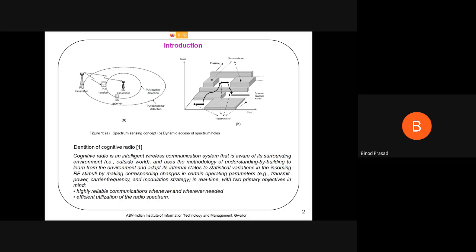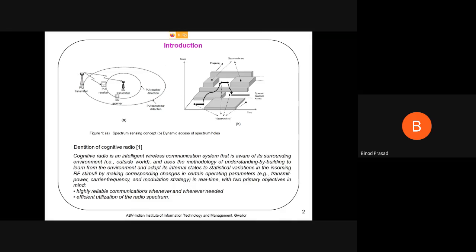The second picture depicts the case that is mostly known as the dynamic spectrum access scheme. We call secondary users those who are not supposed to use a band because they are not licensed to that band. The users who are authorized to use a given band, who have paid for a particular band, are called licensed users or primary users. So we'll use this terminology, PU as well as SU.